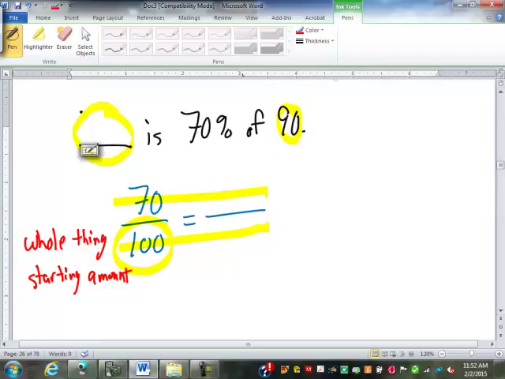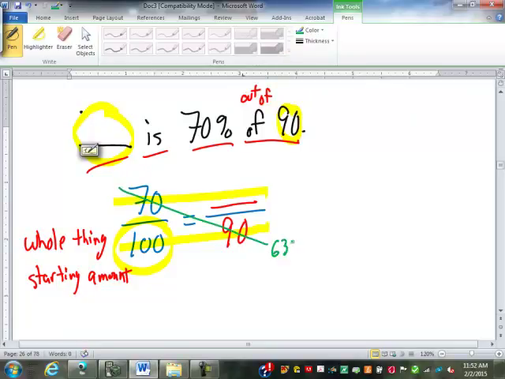So if we look at the wording of this question, there's two little tricks. One is blank is 70%, which tells us that the blank matches up with the 70%. The other thing we can look up here, of 90, we can read that as out of 90, which tells us that the 90 should go on bottom. Now we cross multiply and divide. 70 times 90 is 6,300. Divided by 100 is 63. So 63 is 70% of 90.